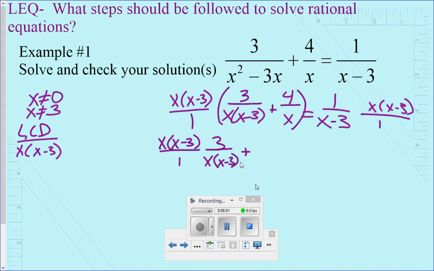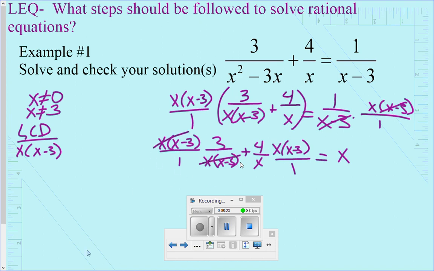And then there's a plus sign. 4 over x times x minus 3 over 1. Then equal sign. Now on the right here, I can cross off common factors because I have multiplication going on. So I have just x times 1, which is just x. So now I can distribute, or actually I'm going to look on the diagonals and cross off common factors.